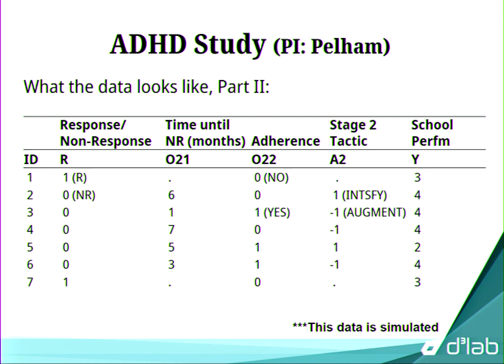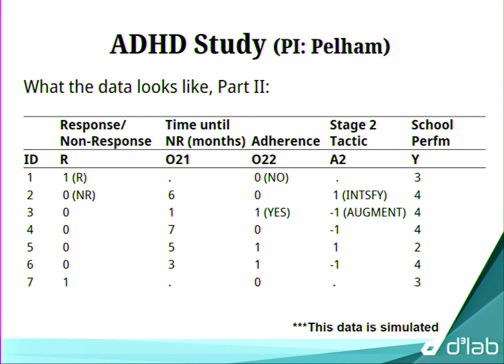Response status. R is an indicator for response status, taking values 1 for response and 0 for non-response. 012 is the time until the child got re-randomized, the time until the child was classified as a non-responder. This could be an important covariate that we can use for second stage intervention options, but also a candidate moderator, right? Okay, I want you to notice something.